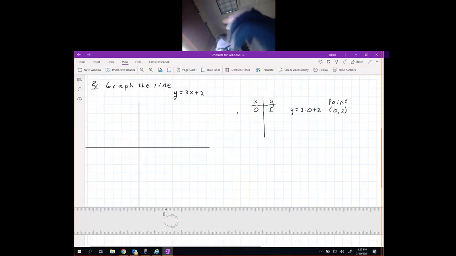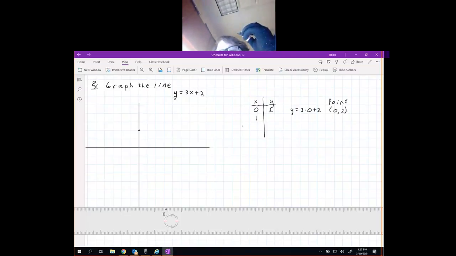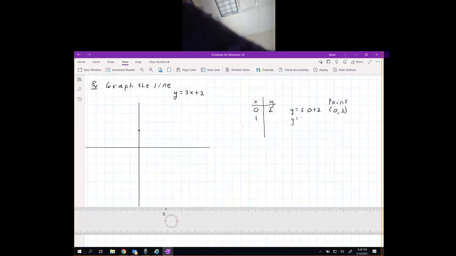Now I need to pick a different value for x. I really don't care what you pick, but I think it's probably easiest to pick the value of x equal to 1. Keep it as easy as possible. So then I'm replacing x with the number 1, so y is 3 times 1 plus 2, which is 5.